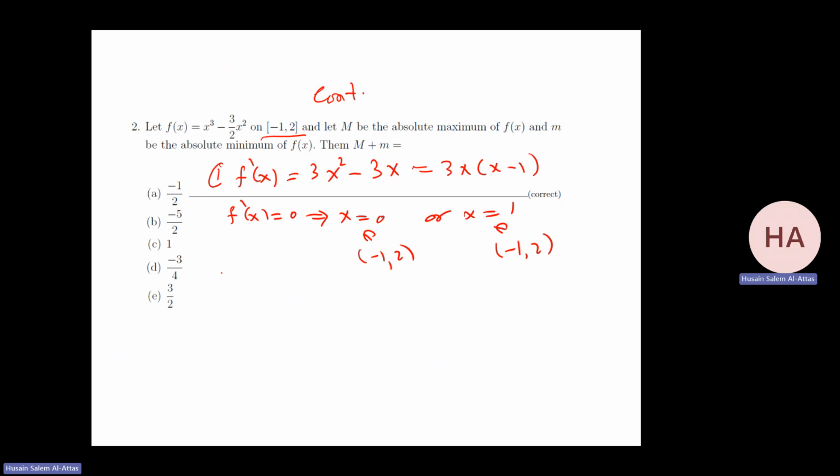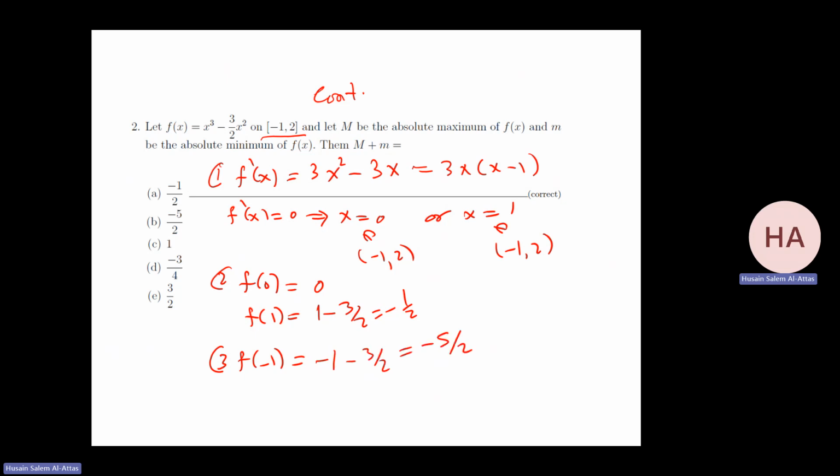So I'll find f at 0, which is 0, and f of 1, which is 1 minus 3 over 2, which is minus half. Then we'll find the endpoints. F of minus 1 is 1 minus... that is, minus 1 minus 3 over 2, which is minus 5 over 2. And f of 2, the endpoint is 2. That will be 8 minus 3 over 2 times 4, which is 8 minus 6, which is 2.